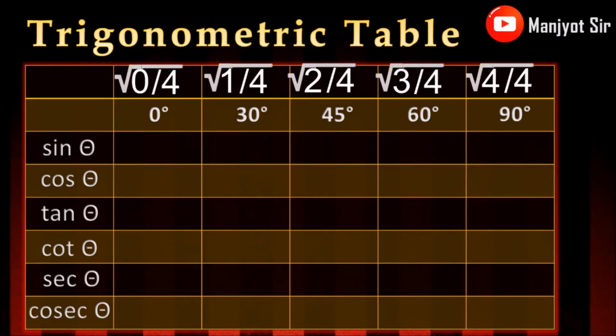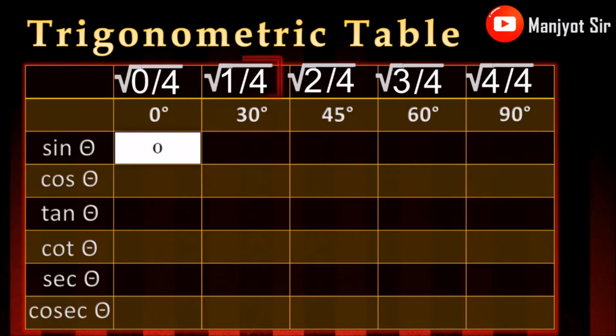So here what we have done, we have first numbered these 5 terms from 0 to 4. Then we have divided it by 4. Then we have taken square root of all these 5 terms. Now, how can we use this? See, observe first term. First term is 0 upon 4. Now, we all know 0 upon 4 is 0. But square root of 0 will be 0. So, first value, that is sine 0, will be 0.